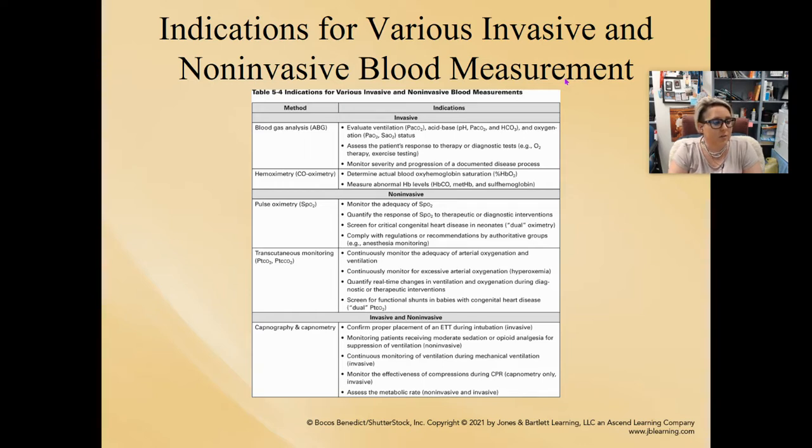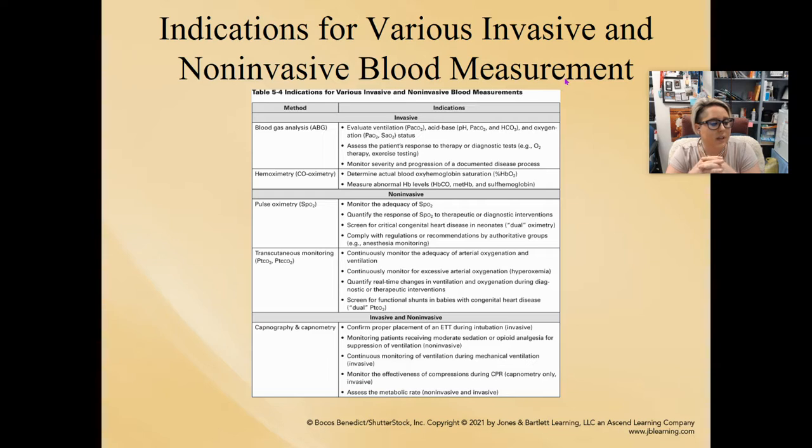So a non-invasive measurement is pulse ox, which is SpO2. So monitor the adequacy of SpO2 and quantify the response of SpO2 to therapeutic or diagnostic interventions. Screen for critical congenital heart disease in neonates. So a dual oximetry. Comply with regulations or recommendations by authoritative groups. Transcutaneous monitoring, we've talked about this quite a few times now. So that's continuous monitoring for excess arterial oxygenation. Quantify real-time changes in capnography.